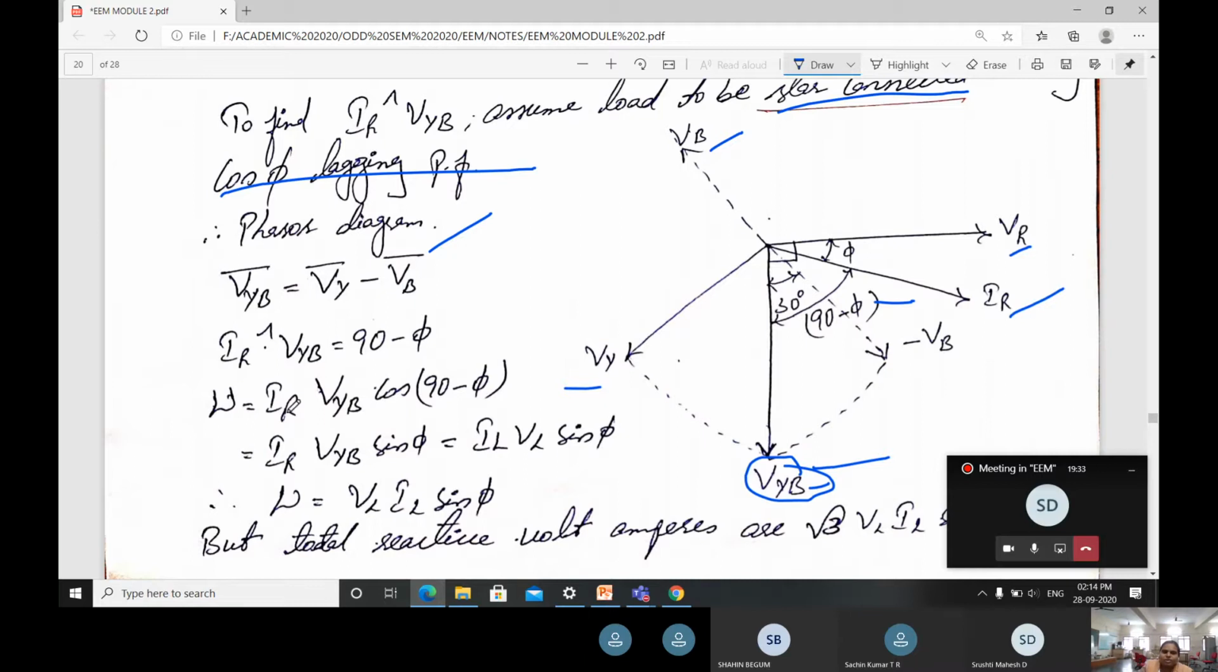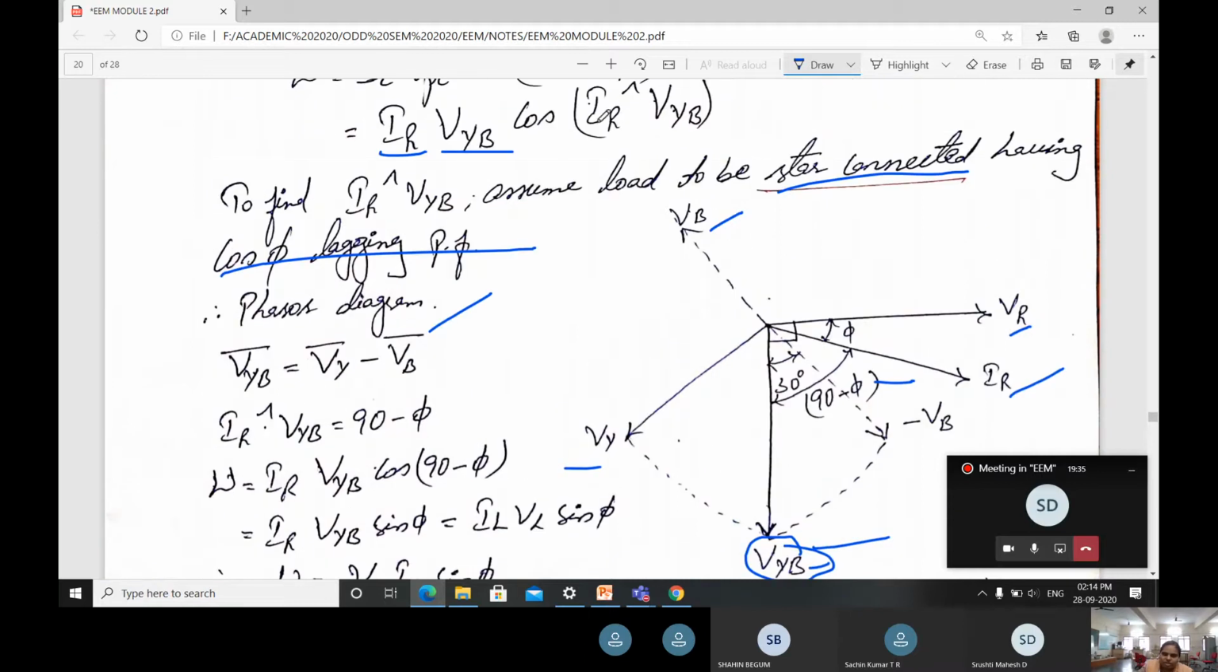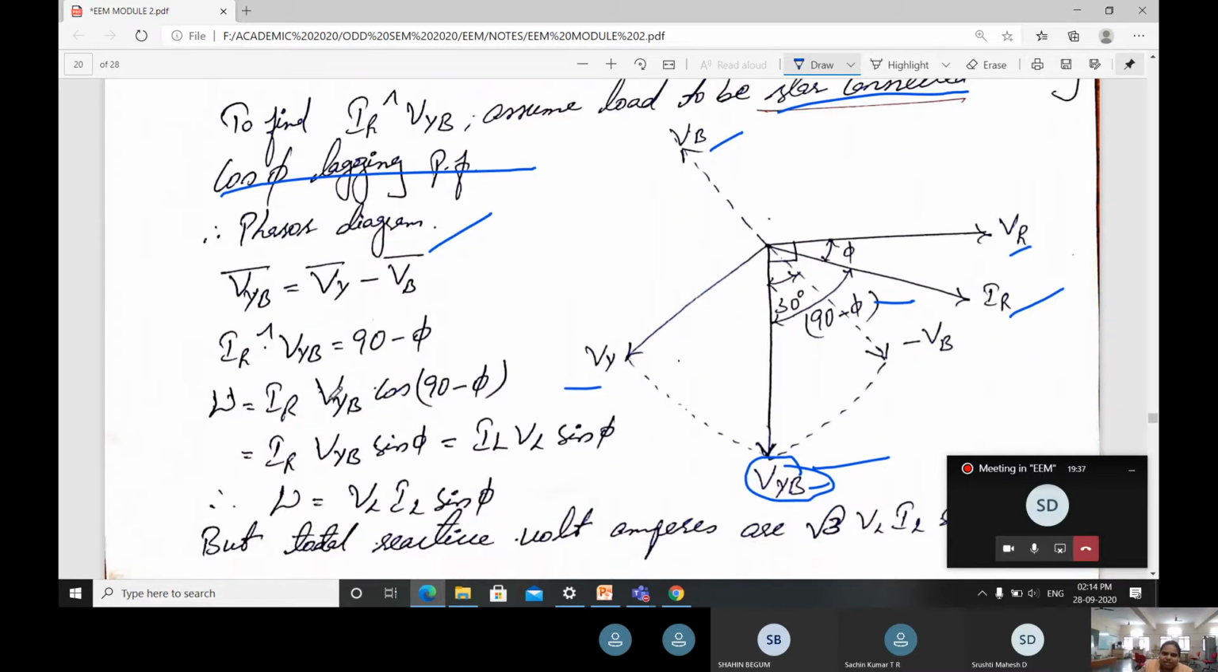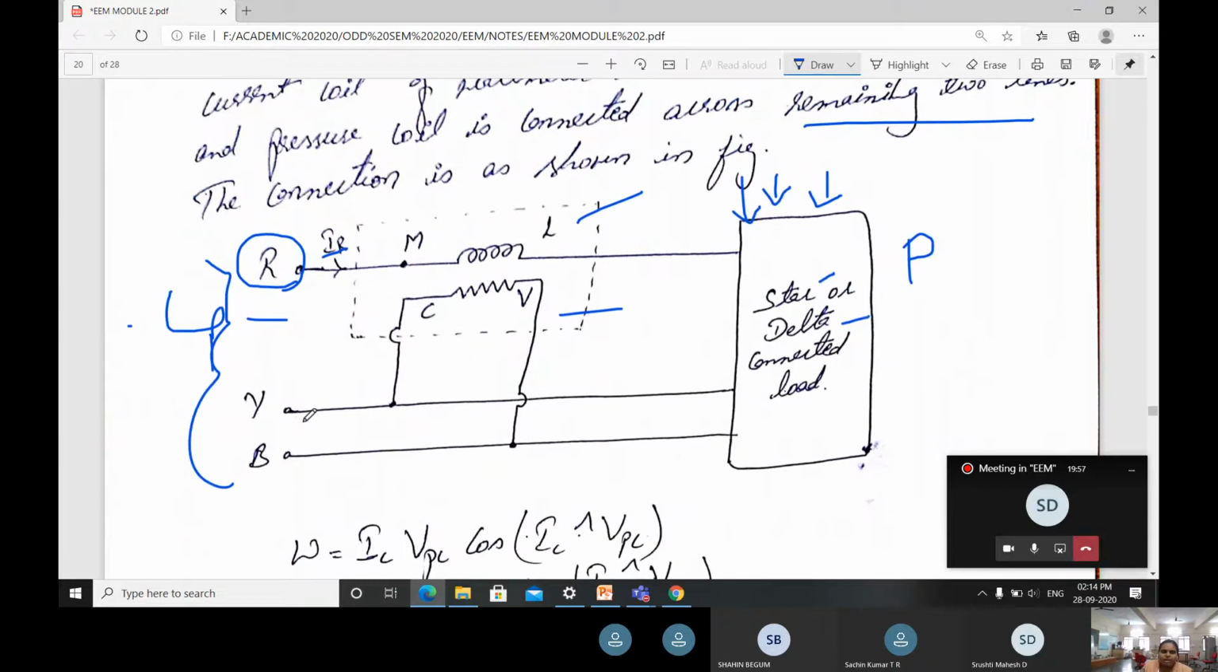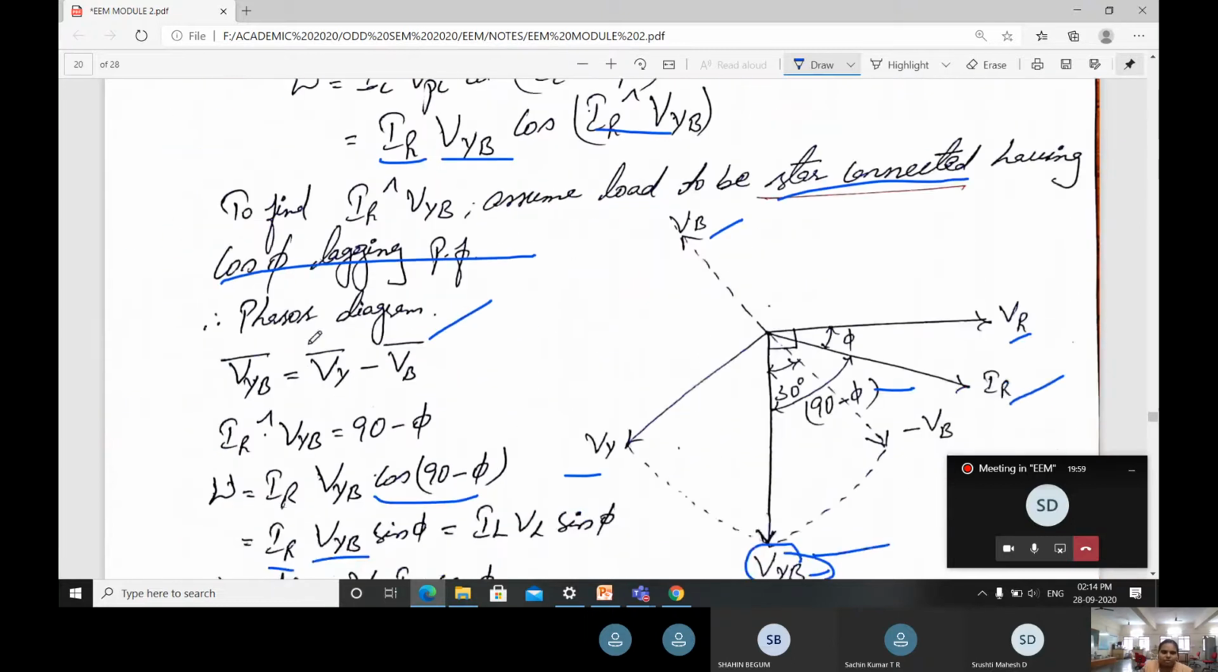Then W equals IR, substituting the angle here, IR into VYB cos of 90 minus phi. What is cos of 90 minus phi? From basic mathematics we can write it as sin phi. So W equals IR into VYB sin phi. This IR and VYB are our line supply values only. What supply are we going to provide? It's from the line only.